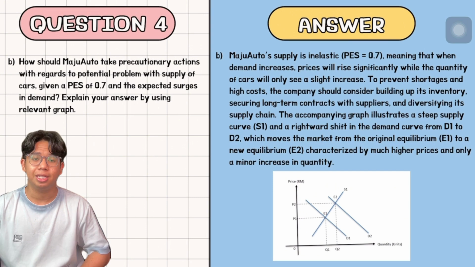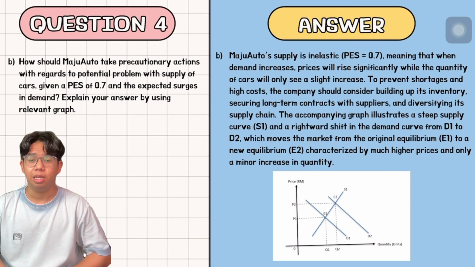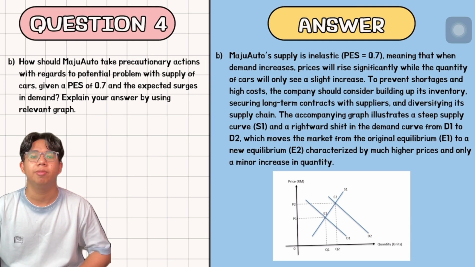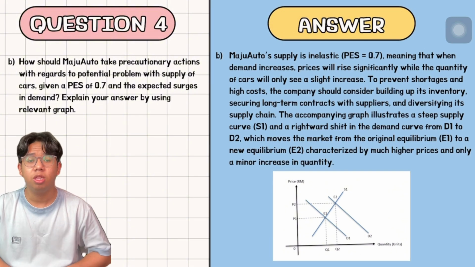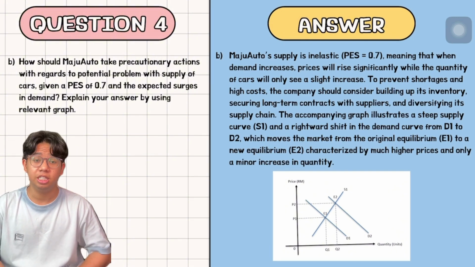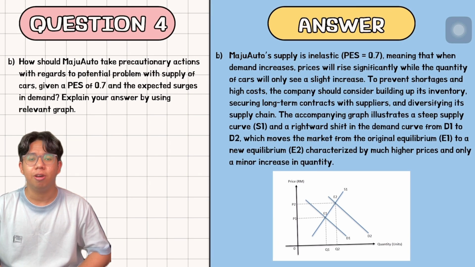The graph on the slide depicts this situation. The initial equilibrium is at E1 as demand shifts from D1 to D2. The steep supply curve S1 results in a new equilibrium at E2, where prices have risen significantly, but the quantity supplied has only increased marginally. By adopting these strategies, Maju Auto can reduce risk and sustain stable operations during periods of rising demand.